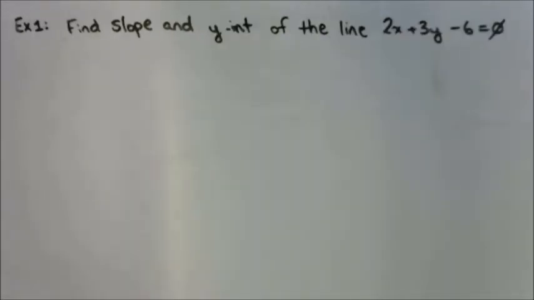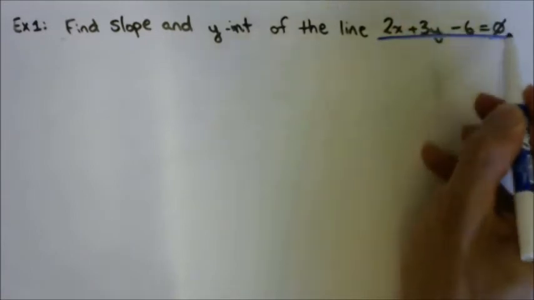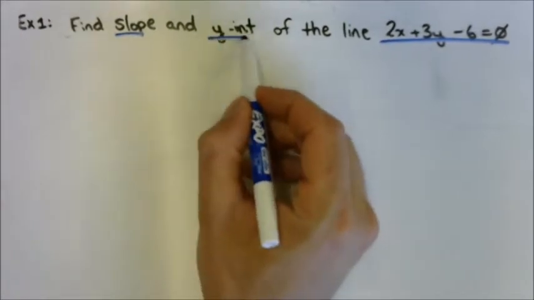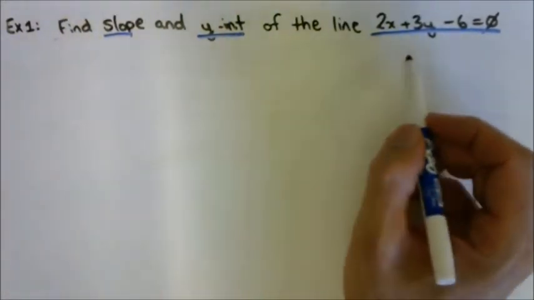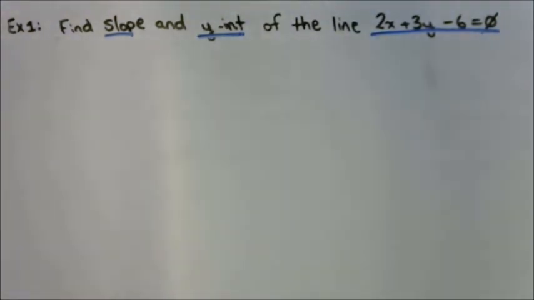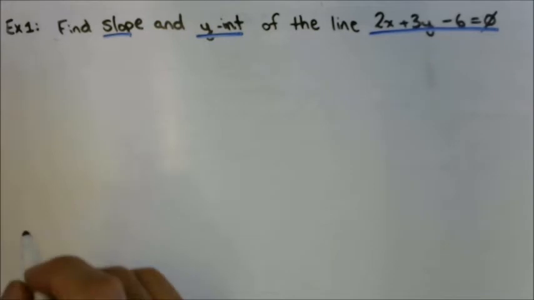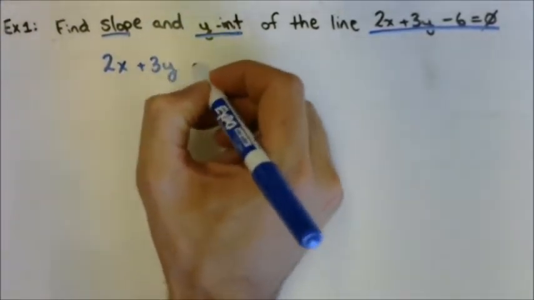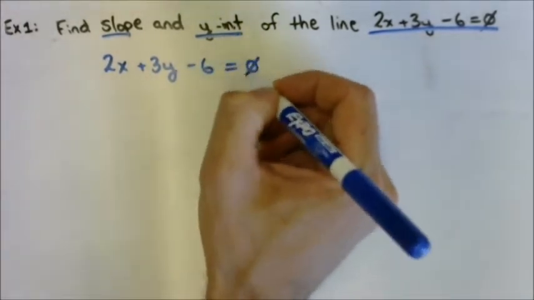Example 1 of Part 2 says, find the slope and the y-intercept of the line 2x plus 3y minus 6 equals 0. What form have we been given our line in? That's standard form. And if we want to find the slope and the y-intercept, essentially all we're doing is converting this equation given in standard form into slope y-intercept form, y equals mx plus b. So let's go ahead and rewrite the equation that we've been given. 2x plus 3y minus 6 equals 0.